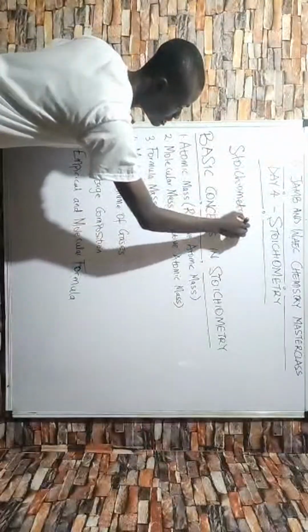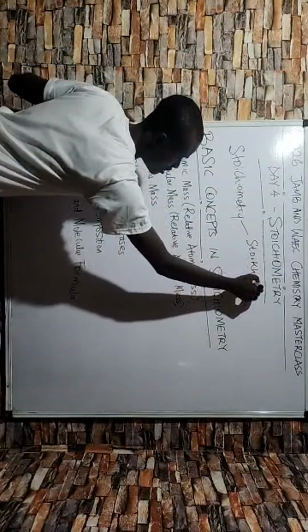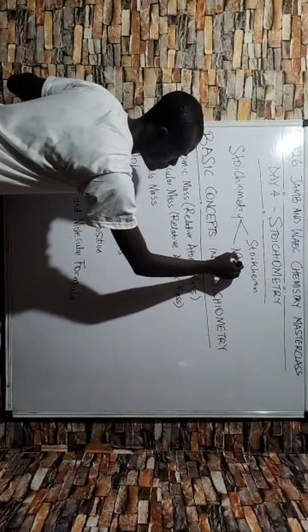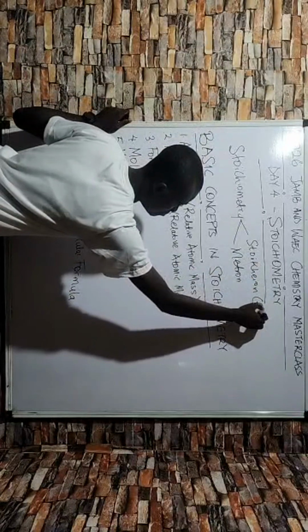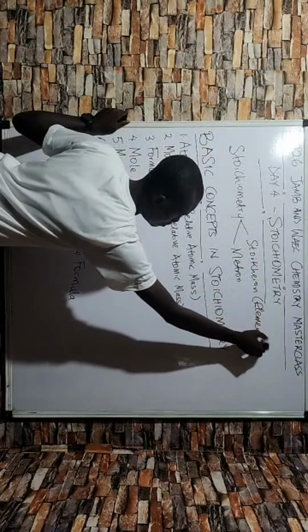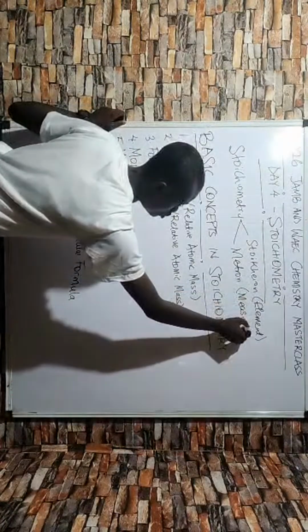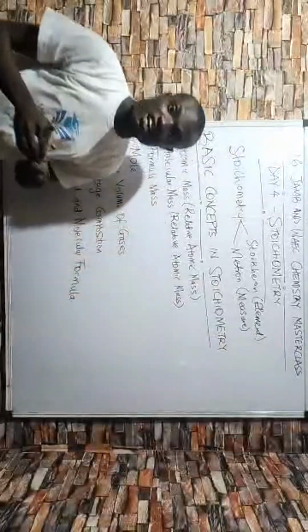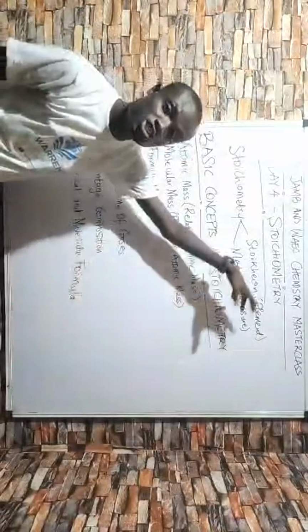is derived from these Greek words, stoichion and then metron. This word stoichion here means element, and the word metron here means measure. So if we put these words together from the origin, it simply means element measure, or from the back we can say the measure of element.